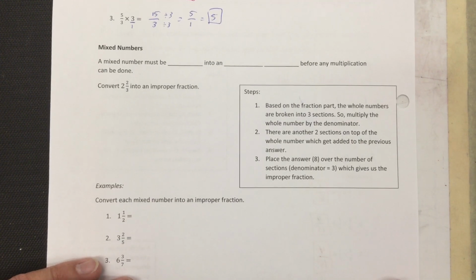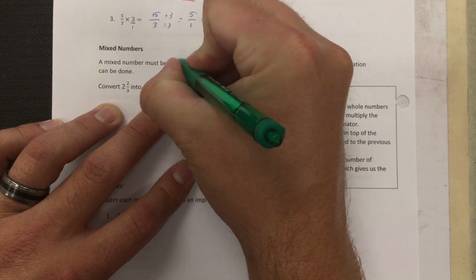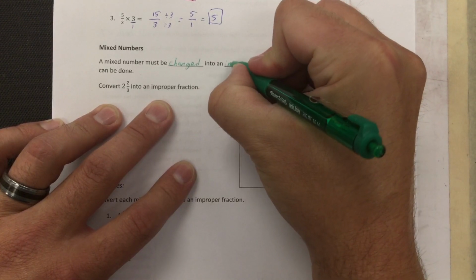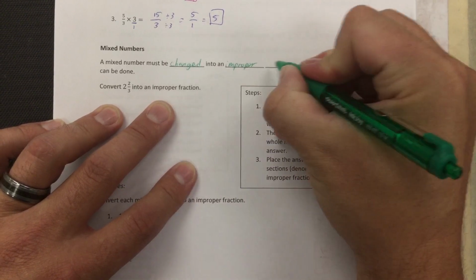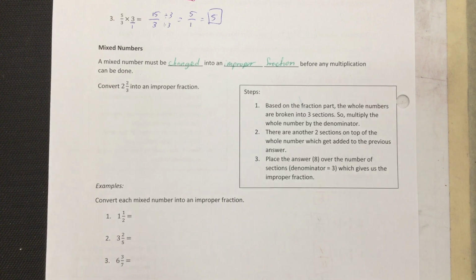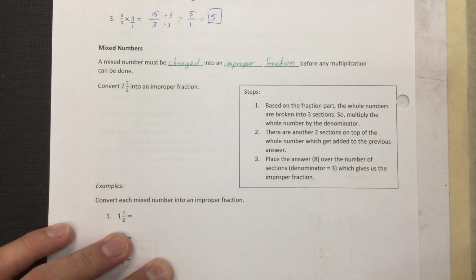Now let's take a look at mixed numbers. Mixed numbers are a little bit more difficult, and I'm going to lump mixed and improper in together. We can't actually multiply with mixed numbers. So a mixed number must be changed into an improper fraction before any multiplication can be done. So the first thing we need to do is convert it into an improper fraction.